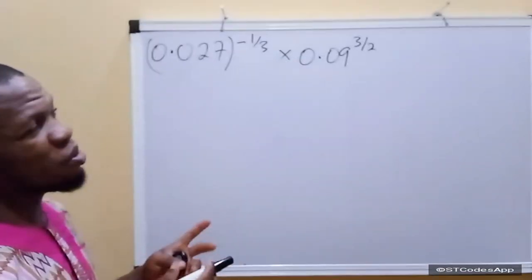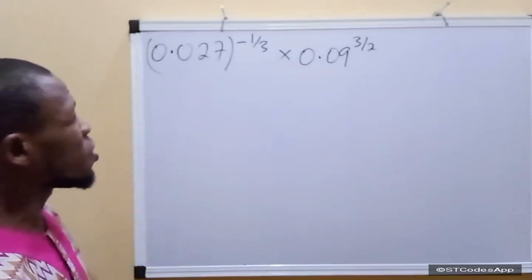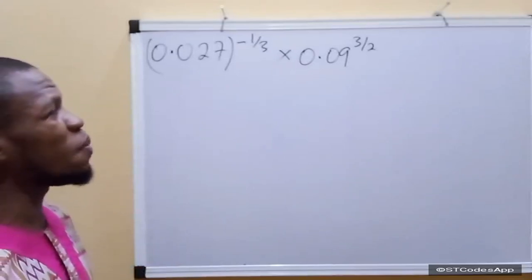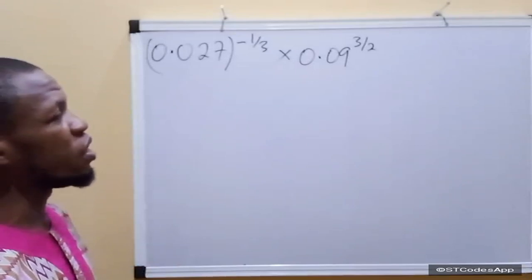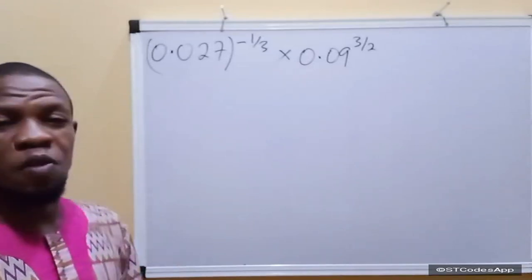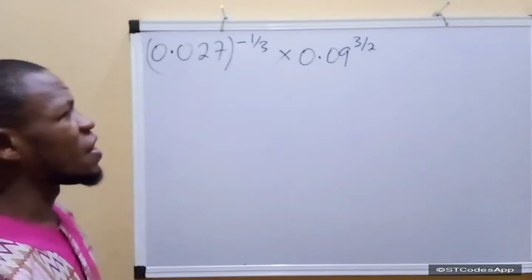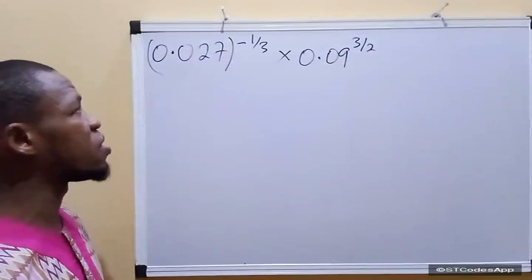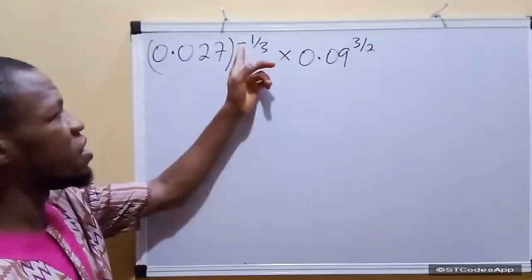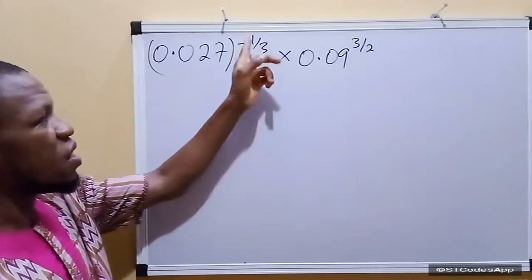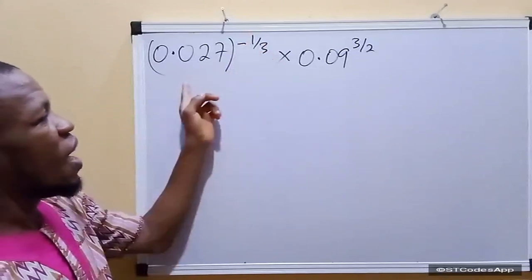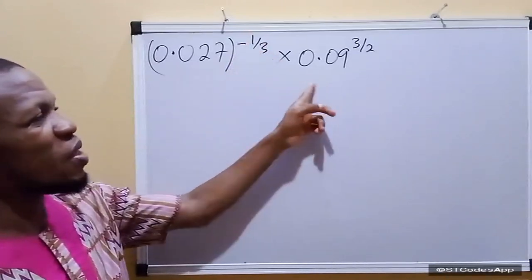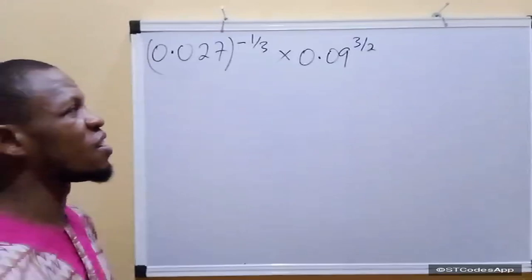Okay, this is the problem we have to solve for today, and it says 0.027 all raised to the power of minus 1 over 3 times 0.09 raised to the power of 3 over 2. Now, this is a problem that has a mixture of different laws of indices. In this place, you can see the law of negative index, you can see the law of fractional index, and all together you can see the law of multiplication playing out here.